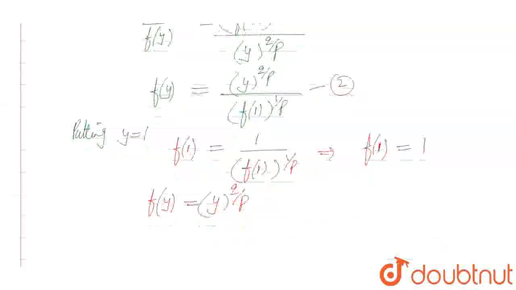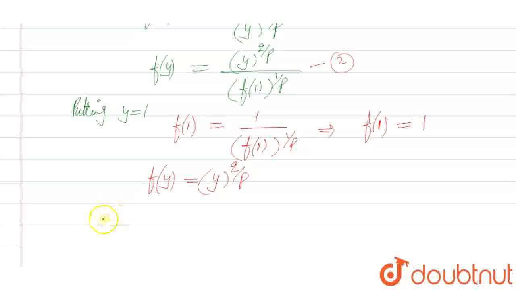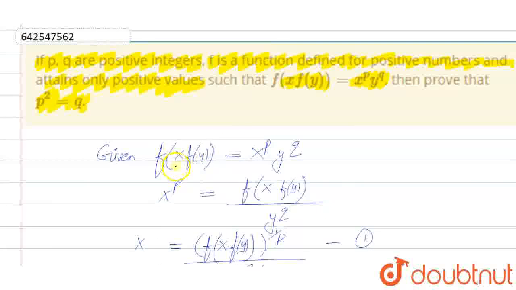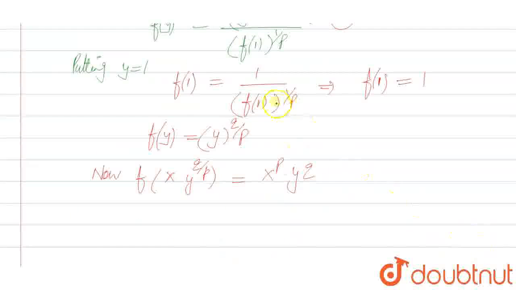Now we have f(x) into y^(q/p) is equal to x^p into y^q. Okay. From the given function, f(x)·f(y) = x^p · y^q. So f(y) we have calculated is equal to this, so we can write f(x)·y^(q/p) = x^p · y^q.